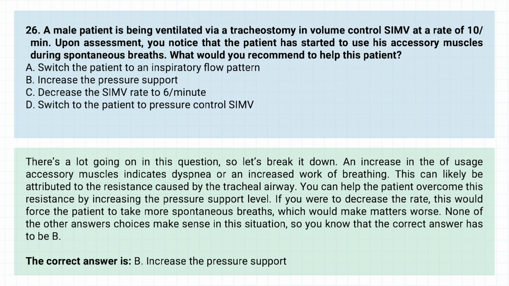Increase the pressure support. There's a lot going on in this question, so let's break it down. An increase in the usage of accessory muscles indicates dyspnea or an increased work of breathing. This can likely be attributed to the resistance caused by the tracheal airway. You can help the patient overcome this resistance by increasing the pressure support level.